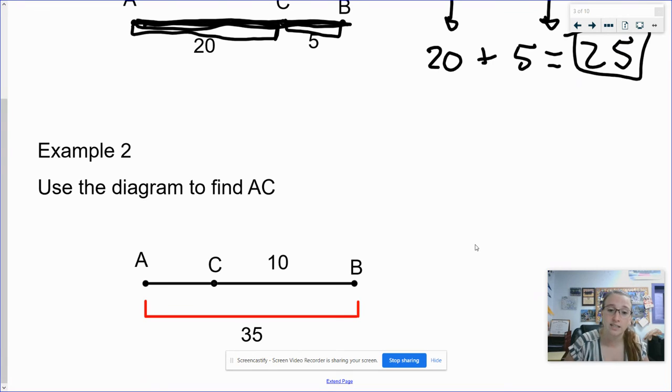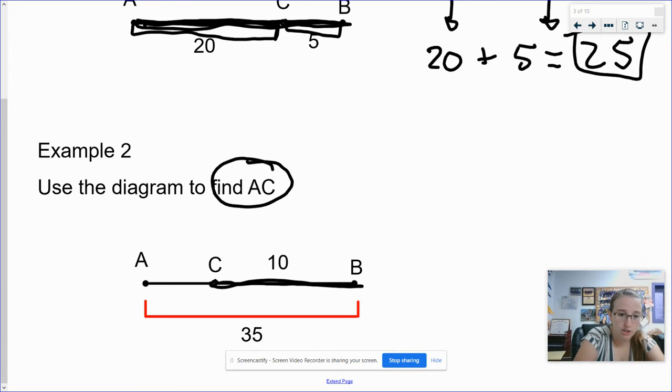So go ahead and take a look at this. The entire thing is 35, and this chunk is 10. We want to find AC, which is that piece. Take a second and try that while I grab my laptop charger.